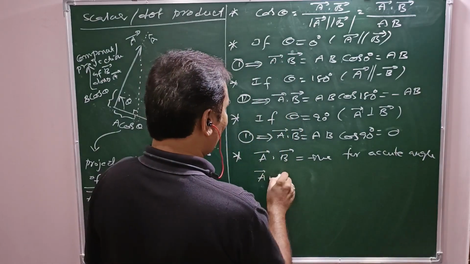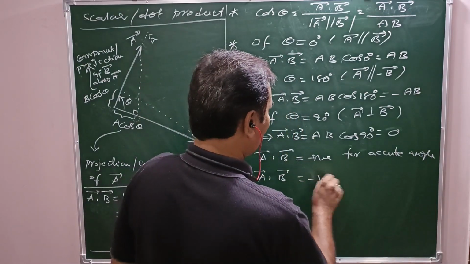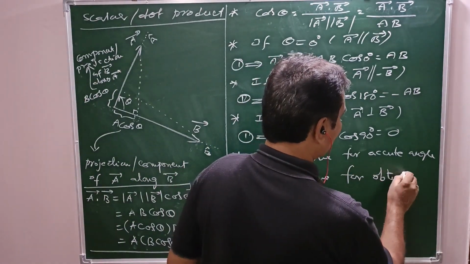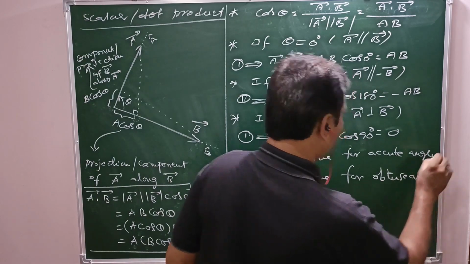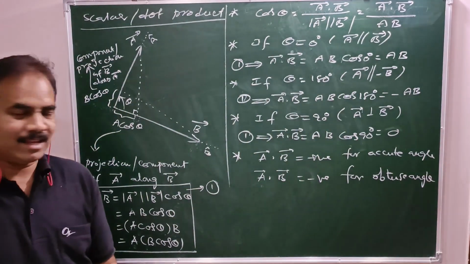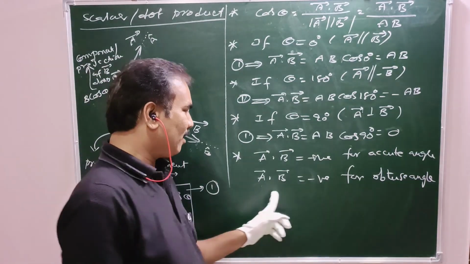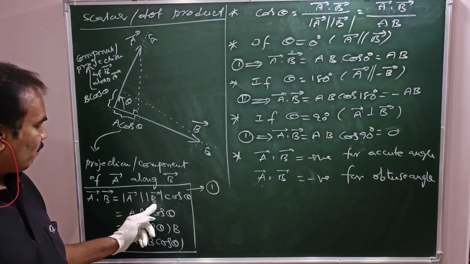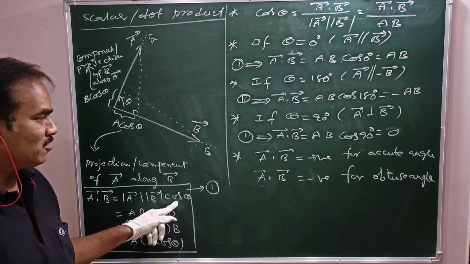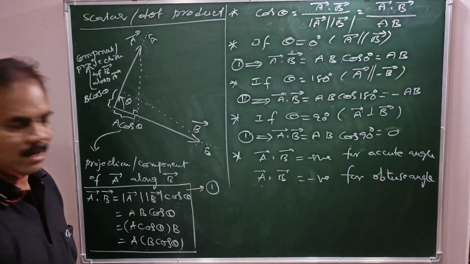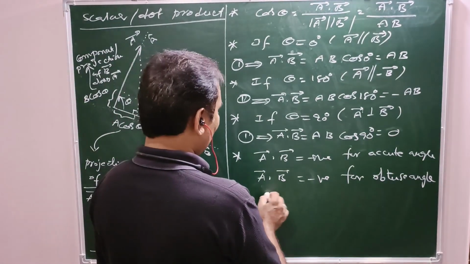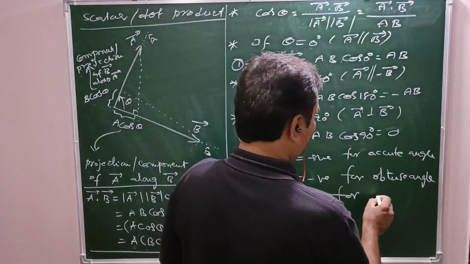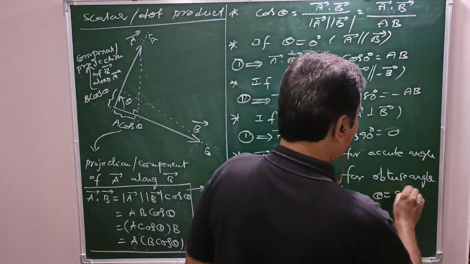A bar dot b bar is negative for an obtuse angle. Obtuse in the sense, if theta is greater than 90, up to 180, then a bar dot b bar becomes a negative value. Why? Because mod a is positive, mod b is positive, and cosine of an obtuse angle is a negative value, right? A bar dot b bar equals 0 for theta equal to 90 degrees.